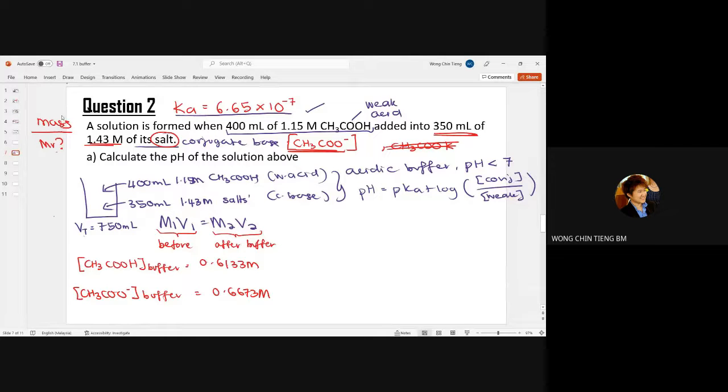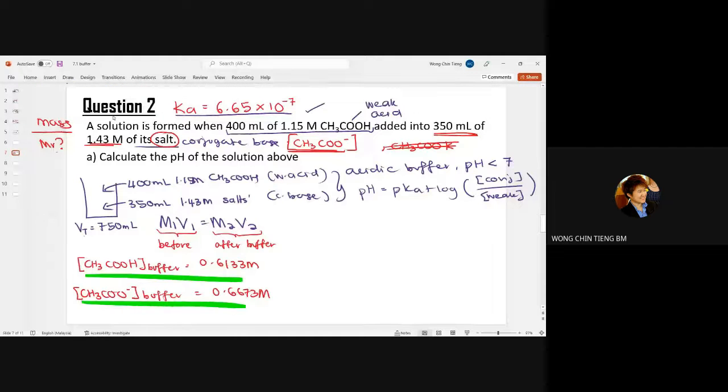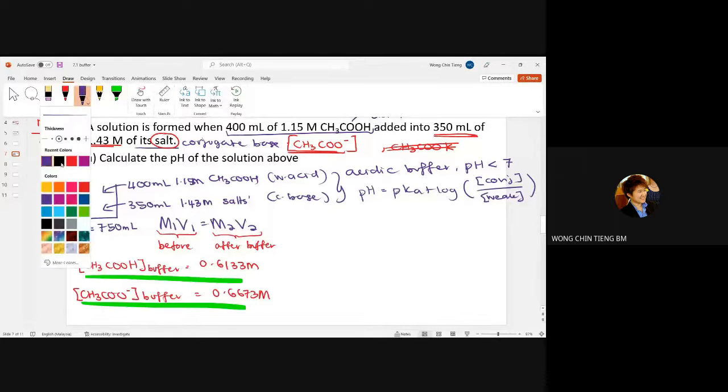Correct? Perfect. And then when you have the concentration already, this is not something new, not something we are going to learn tonight. This is something we already learned last week.